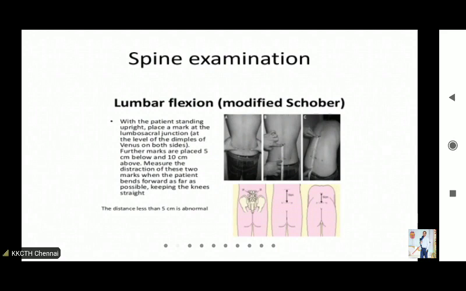And here, what you would do is you ask the child to stand upright, and there's a sacral dimple on either side. You make a mark on both sides and a mark in the central area like this. And then from there, you measure 10 centimeters above and 5 centimeters below, and make a mark. Then you ask the child to bend forwards, and that 15 centimeter area will expand to 21 centimeters, and that is normal. If it is less than 5 centimeters extension on bending, then that's abnormal. That means there's a problem with the spine.